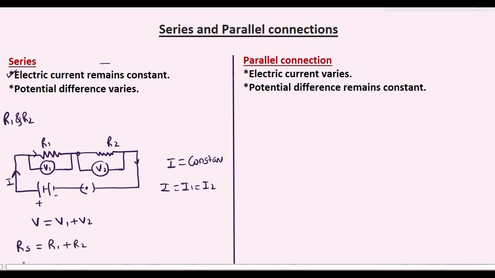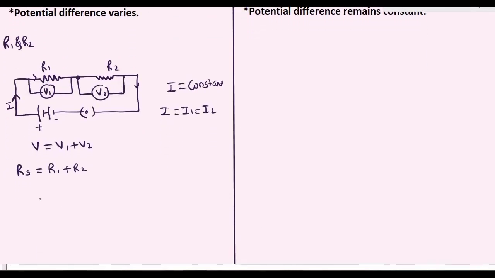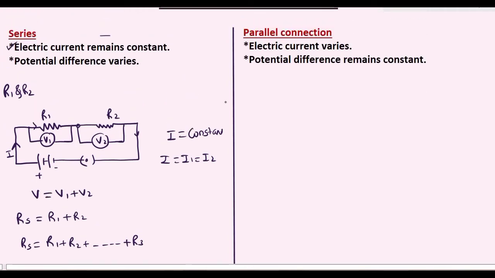Now the effective resistance in series is given by RS is equal to R1 plus R2. If there are more than two resistors, then RS, that is the combined resistance, is equal to R1 plus R2 plus R3 and so on plus Rn.